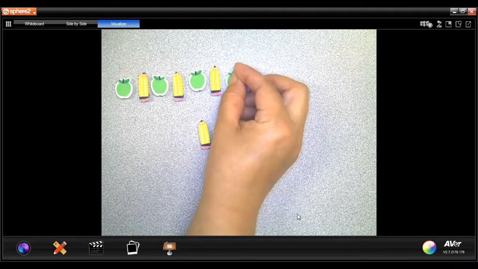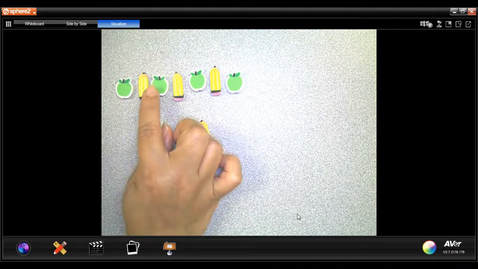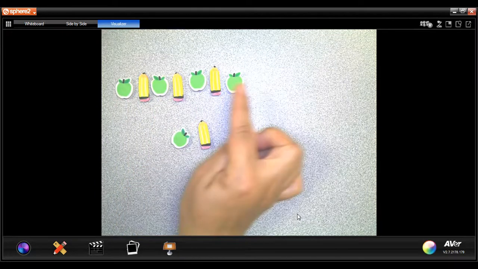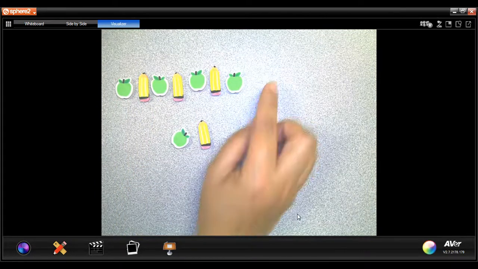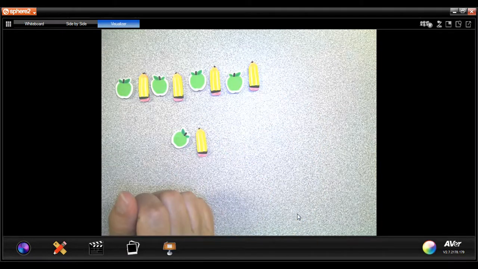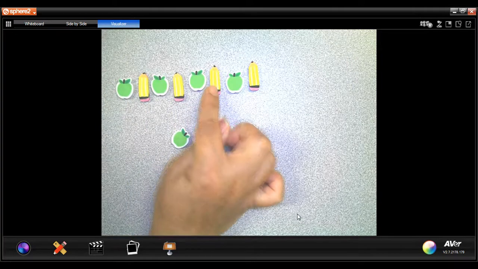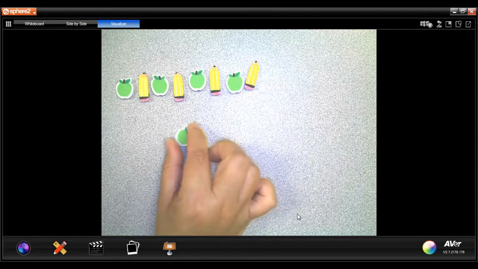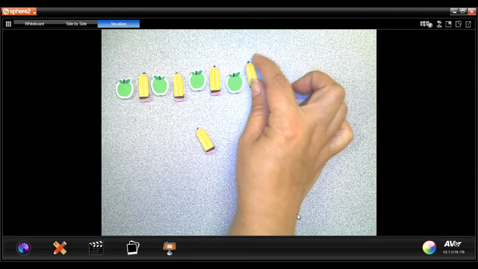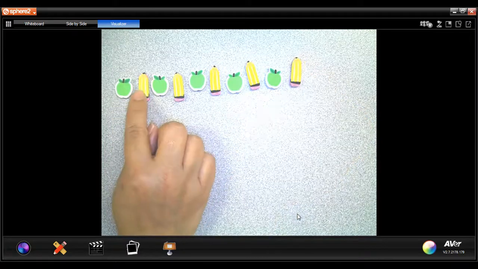It's apple's turn, right? Apple, pencil, apple, pencil, apple, pencil, apple, pencil. All right? An apple is next. And then what's next? A pencil. See? We're giving each one a turn.